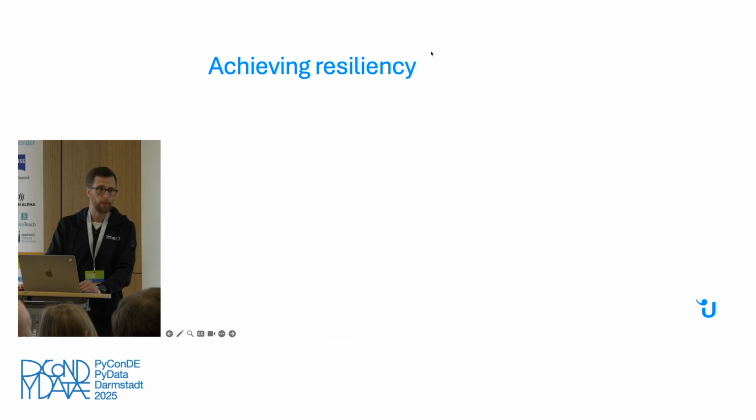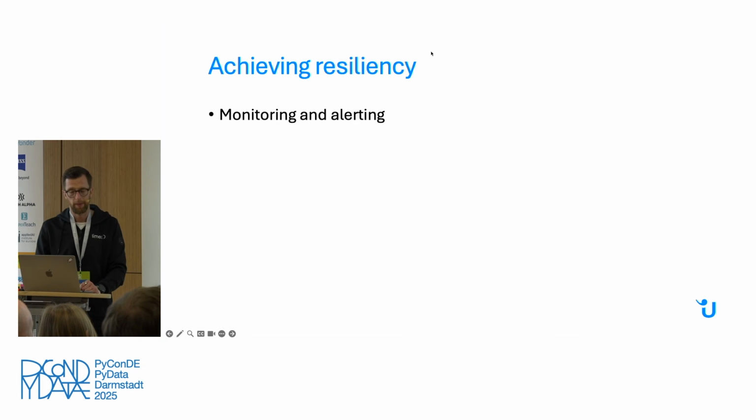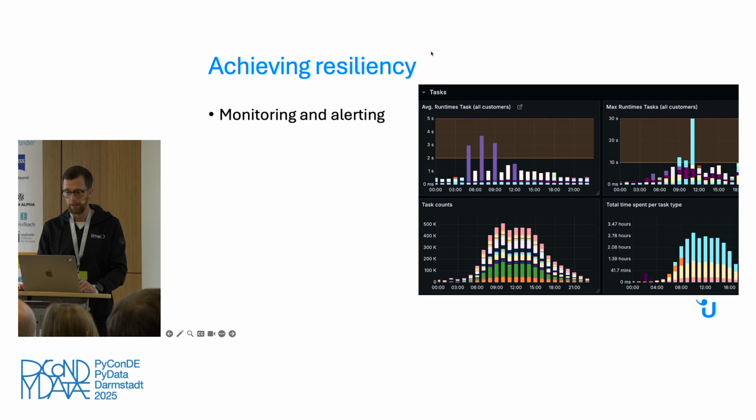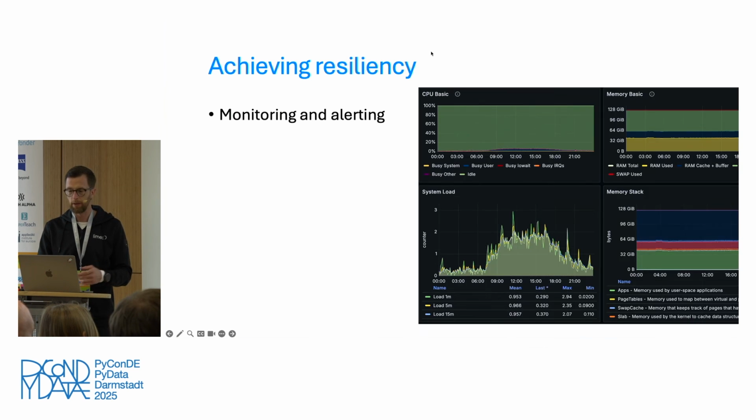Now, achieving resiliency, some aspects of that are relatively straightforward and nothing new. So you want proper monitoring and alerting. That means task runtimes, queue length, but also general system health, something like CPU temperatures in case someone forgets to plug the fan back in. Ask me how I know.